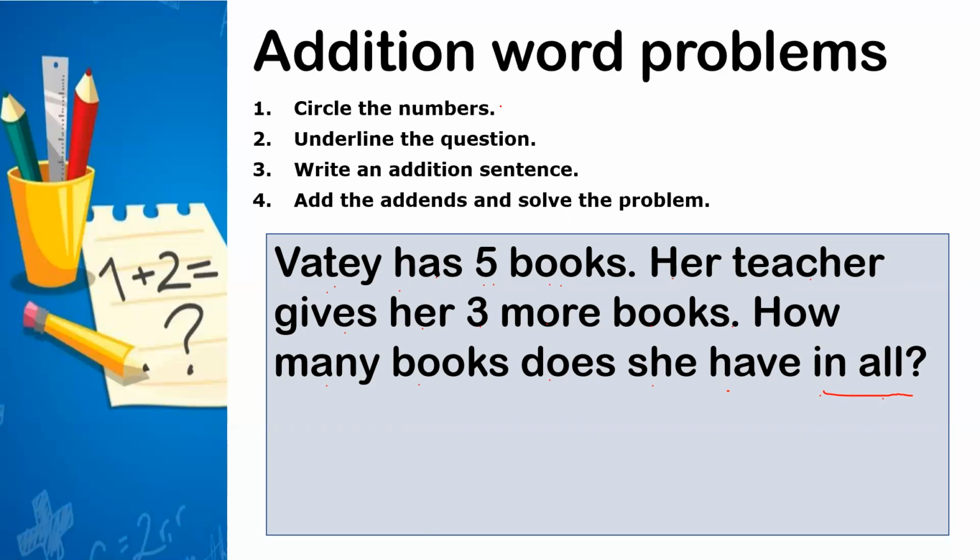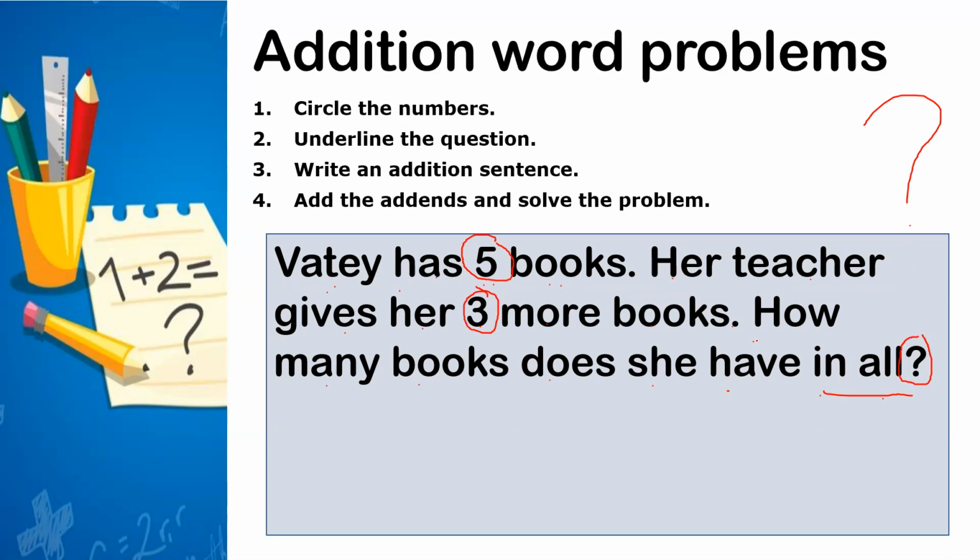Step number 1. Circle the numbers. Where are the numbers? We have 5 and 3. Ta-da! Next, underline the question. What is the question? The question is the sentence that ends in a question mark.